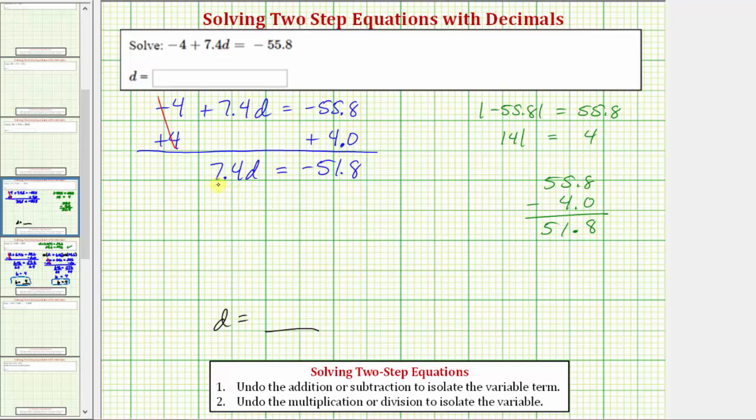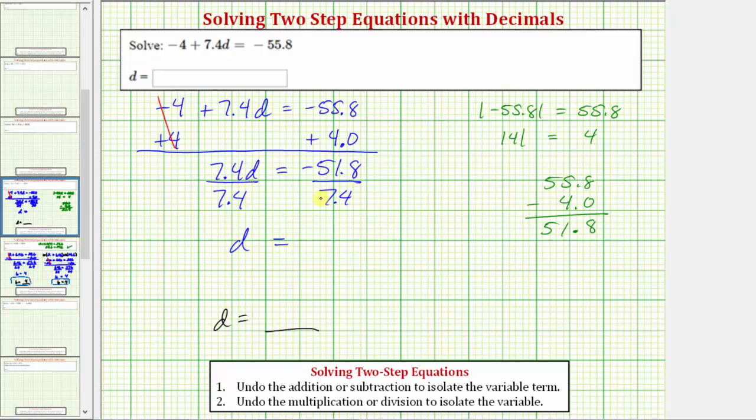Now we need to solve the equation 7.4 times d equals -51.8, and therefore we need to undo this multiplication by performing the opposite or inverse operation. Dividing by 7.4 will undo multiplying by 7.4, so we divide both sides of the equation by 7.4. On the left side, again, dividing by 7.4 undoes multiplying by 7.4, and therefore the left side simplifies to d, or 7.4 divided by 7.4 is 1. 1 times d is d.